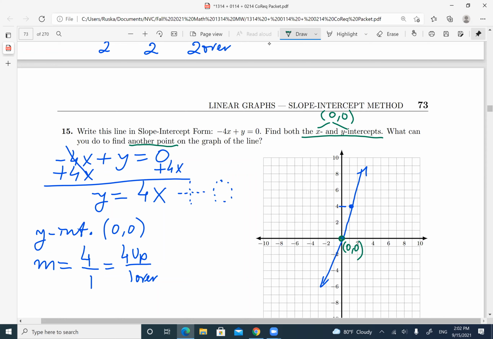And to find another point, you can just pick any number for x, plug it into the equation and find y. Or pick any y, plug it in and find x. Make sense? So you can do it both ways here. Doesn't matter how you do it, it's gonna be the straight line. So for example, if I do the x-intercept and y-intercept method, I have to get another point because both of those are 0, 0. 1 point is not enough to graph a line. So that's why I need another point.